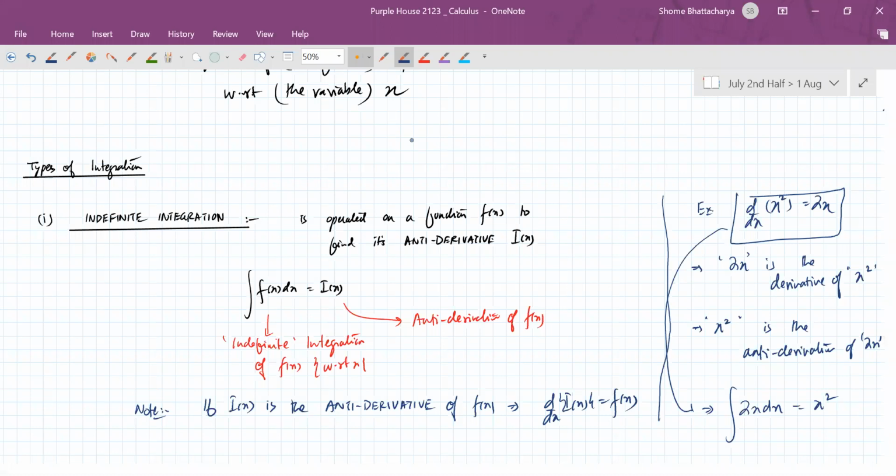So, sir, integration of cos x would be sin x. Yes, very good. Because differentiation of sin x is cos x, that's very correct. If I know that differentiation of sin x gives me cos x, that's as good as saying that integration of cos x gives me sin x.